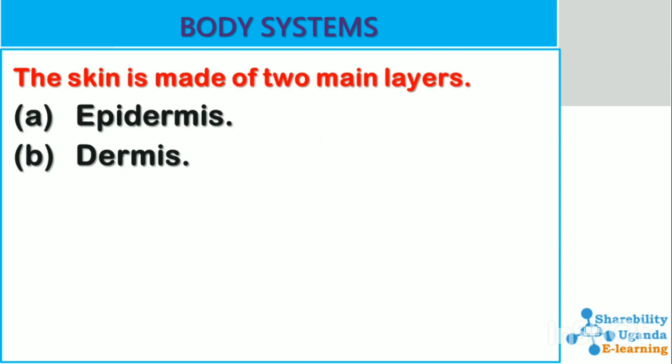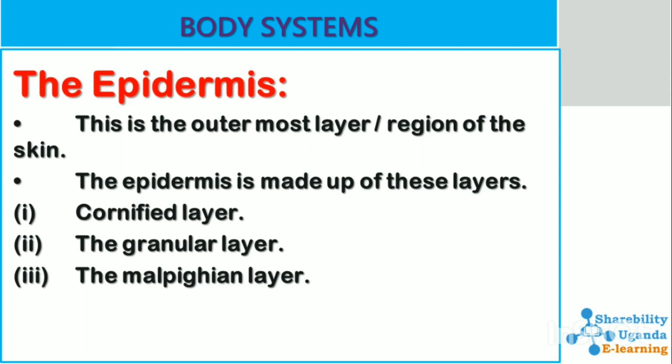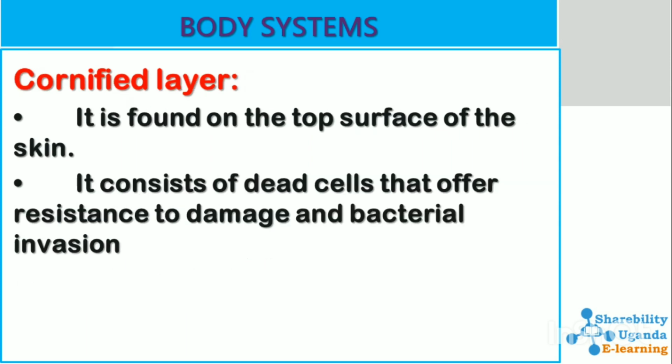However, the skin is made up of two main layers, which are known as the epidermis and the dermis. The epidermis first is the outermost layer or region of the skin, and it is made up of three layers. It is made up of the conified layer, the granular layer, and the Malpighian layer. The conified layer is found on the top surface of the skin, and it consists of dead cells that offer resistance to damage and bacterial invasion.